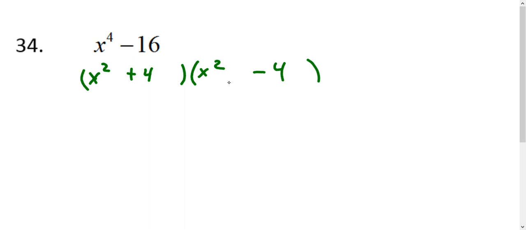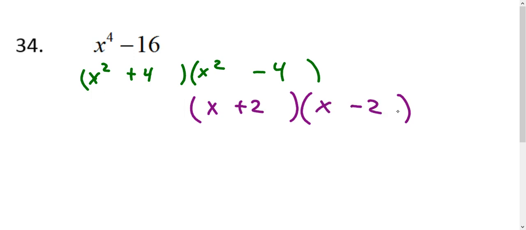So x squared minus 4 goes further. X plus 2, x minus 2. Same pattern. X squared plus 4, that's it because it's a plus. You can only factor when it's minus squares.